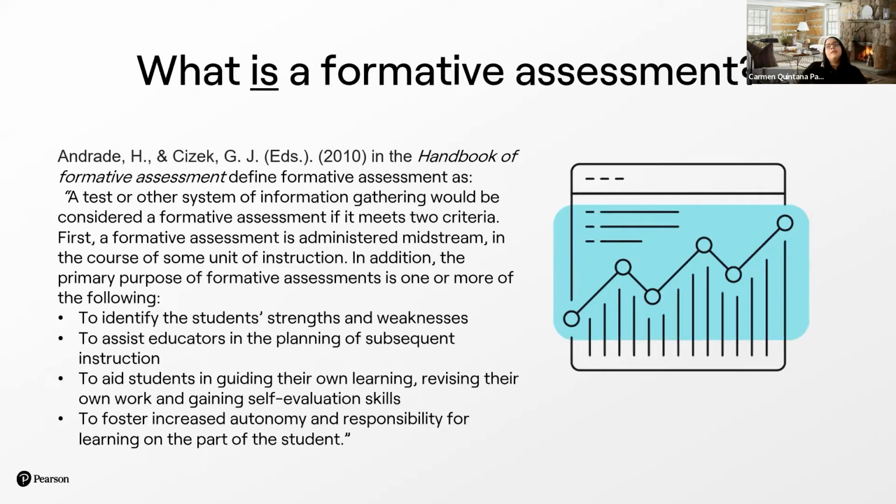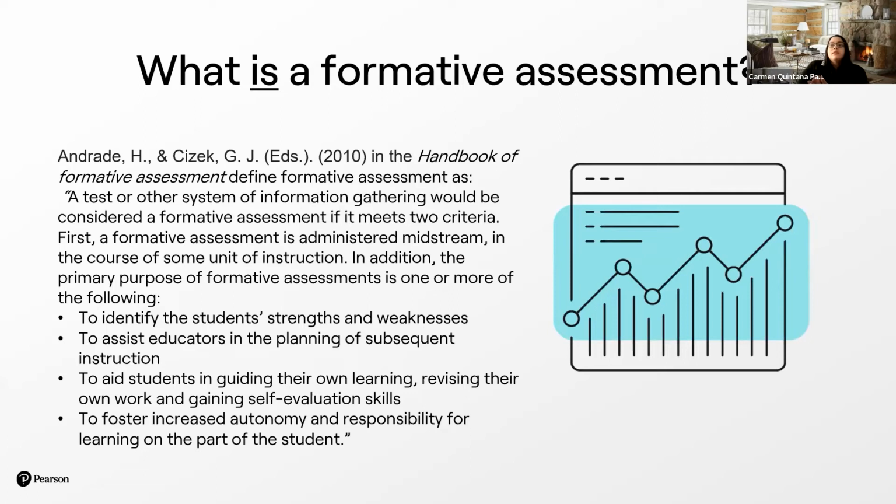The first one is that it would be administered midstream in the course of whatever cycle of instruction. It can be that you're working in yearly cycles or semester cycles or quarterly cycles, depending on the needs of your learners. If you're working in the K through 12 system, you're looking at school years. If you're working at the higher ed level, you're probably looking at semesters. And if you're working in language schools, then you're probably looking at something like semesters as well.